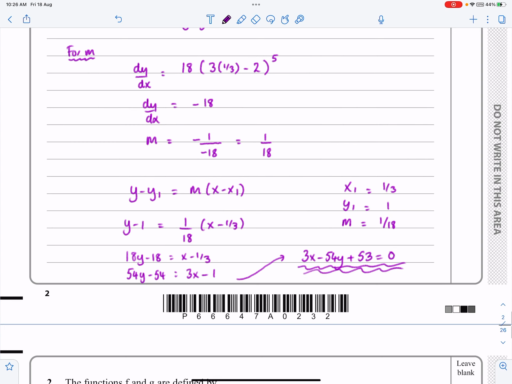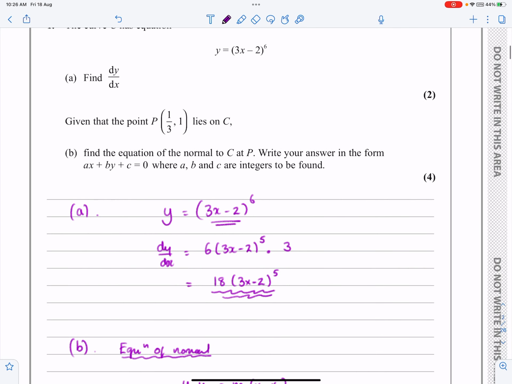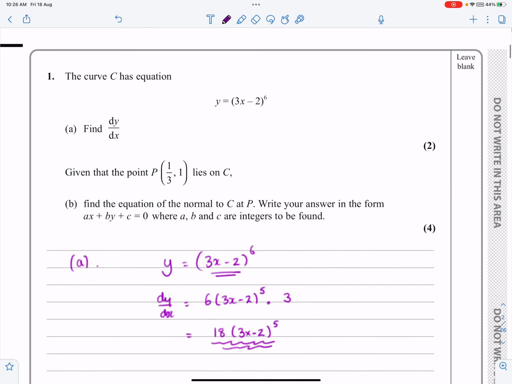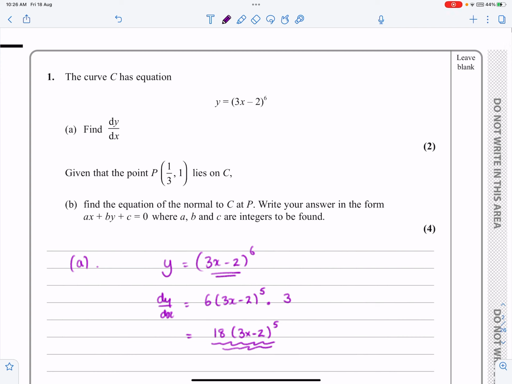That's in the correct format of ax plus by plus c equals 0, where they're all integers. So worth 4 marks. Let's make sure we don't lose one of those by not just checking the way that they want it set out. Okay, hopefully that will make sense.